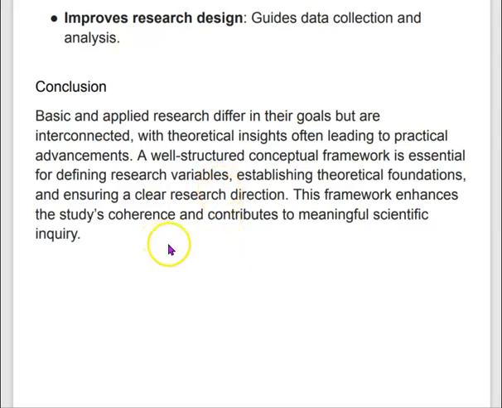A well-structured conceptual framework is very important for defining research variables, establishing theoretical foundations, and ensuring a clear research direction. This framework enhances the study's coherence, meaning understandability, and contributes to meaningful scientific inquiry. Scientific inquiry means research. If you want meaningful research, you must have a proper conceptual framework.